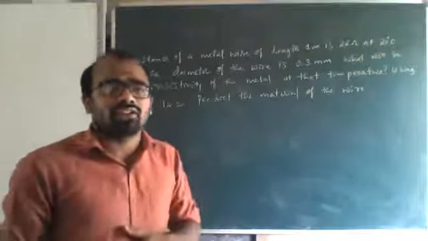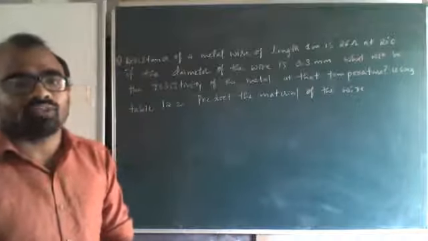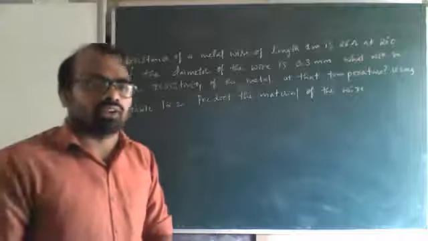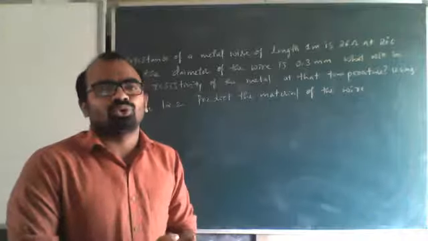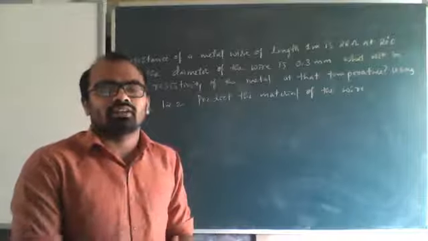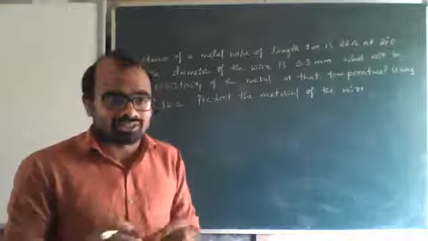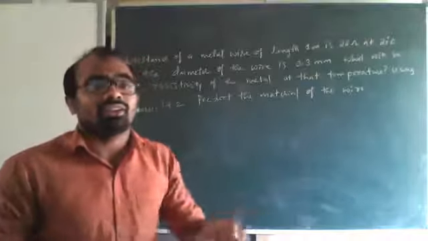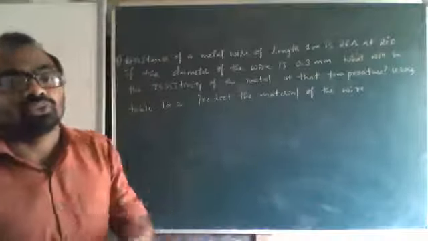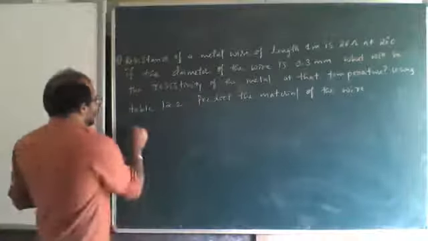They have asked to find the resistivity. Resistivity means rho. Using table 12.2, predict the material of the wire. Table 12.2 gives the resistivity of conductors, insulators and alloys. Find the resistivity first, then we'll check in table 12.2 which material it would be. You got my point? So, solution.